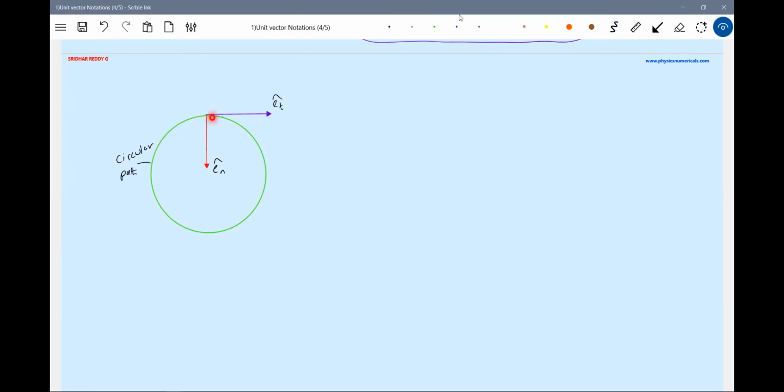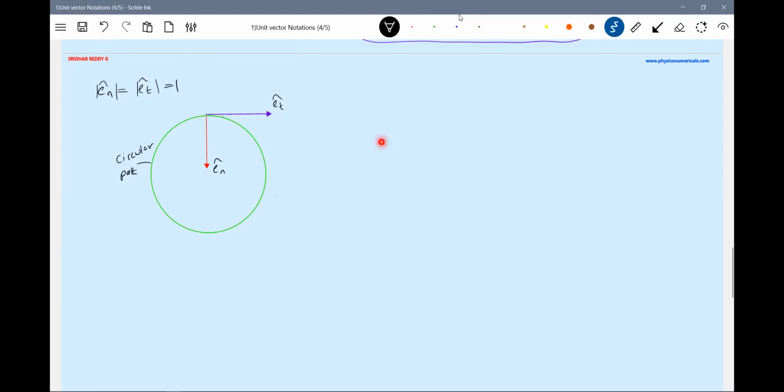So this unit vector is tangential to the circular path, and this other one is the radial inward, or radial, unit vector. Again, what is the magnitude? The mod of e_n cap and the mod of e_t cap are equal to 1, unity. But why have we brought them in? Just to express a quantity directed like this, as magnitude times the unit vector. So the unit vectors need not be only i, j, k; wherever I want, I can introduce them.